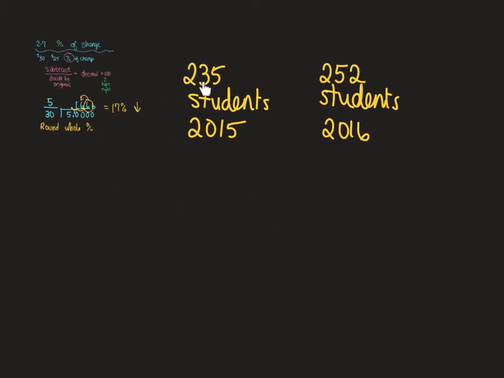Okay, you try this question. In 2015, let's pretend our school had 235 students, and a year later they had 252 students. Find the percent of increase. Subtract, divide, hop.